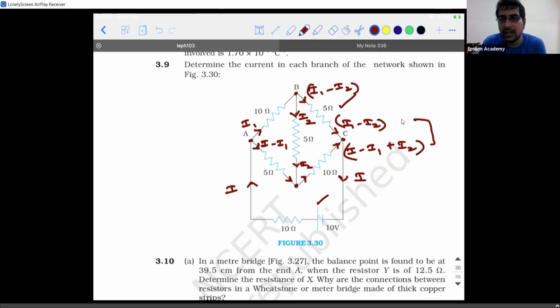Now the question is, how many variables did we introduce? I, I1 and I2. 3 variables, 3 equations. So 3 variables, 3 equations means 3 loops. Here, one basic point I want everybody to make a note of: when any problem is being solved using KVL or KCL, when you're taking a particular loop, you need to ensure that at least one of the loops has a battery in it.